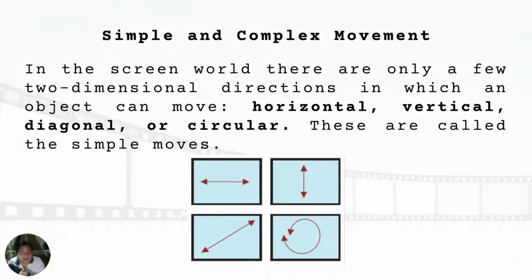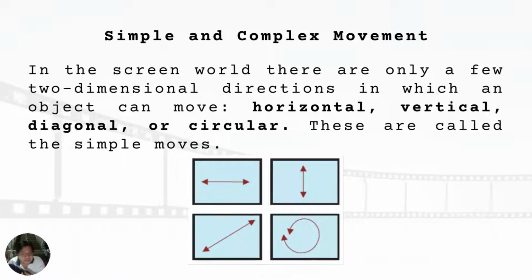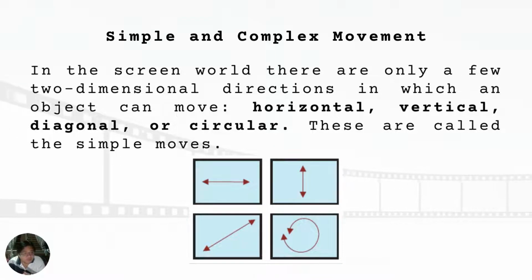In the screen world, there are only a few 2-dimensional directions in which an object can move. So you have horizontal, vertical, diagonal, and circular. Those are simple movements. Okay?